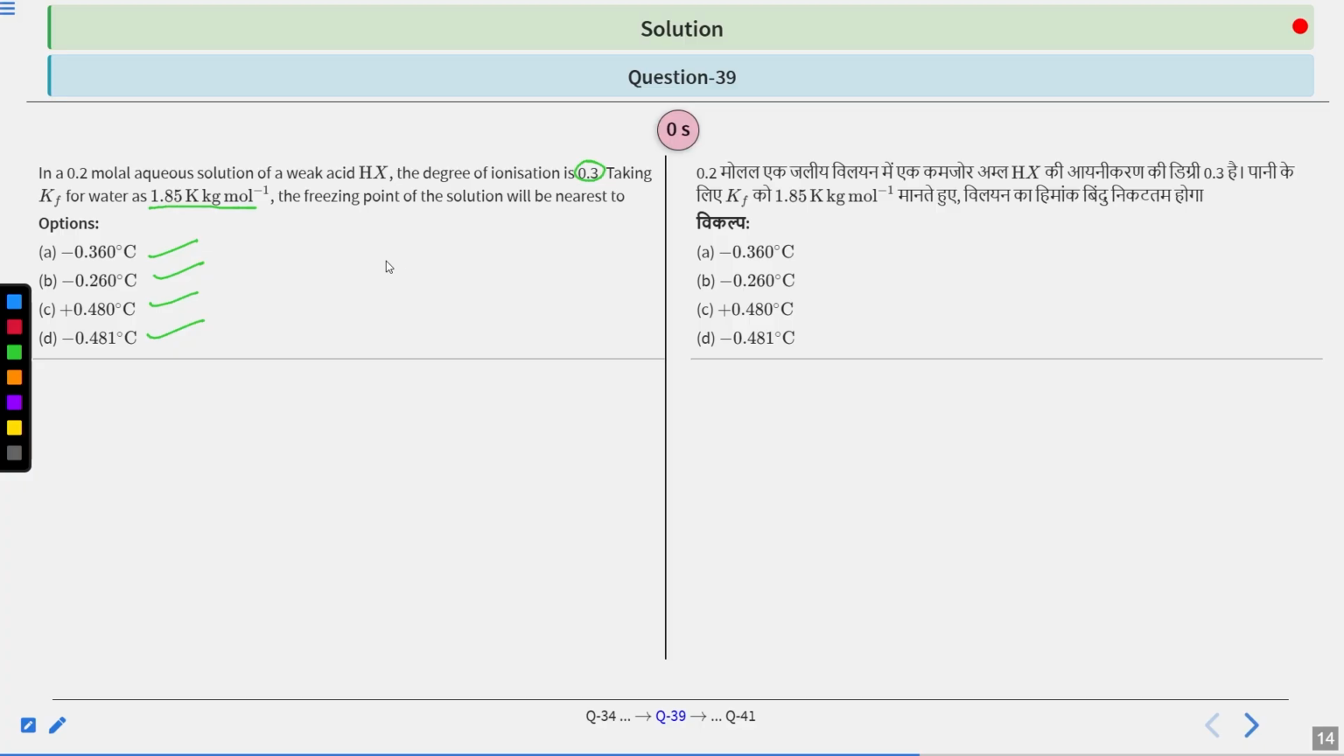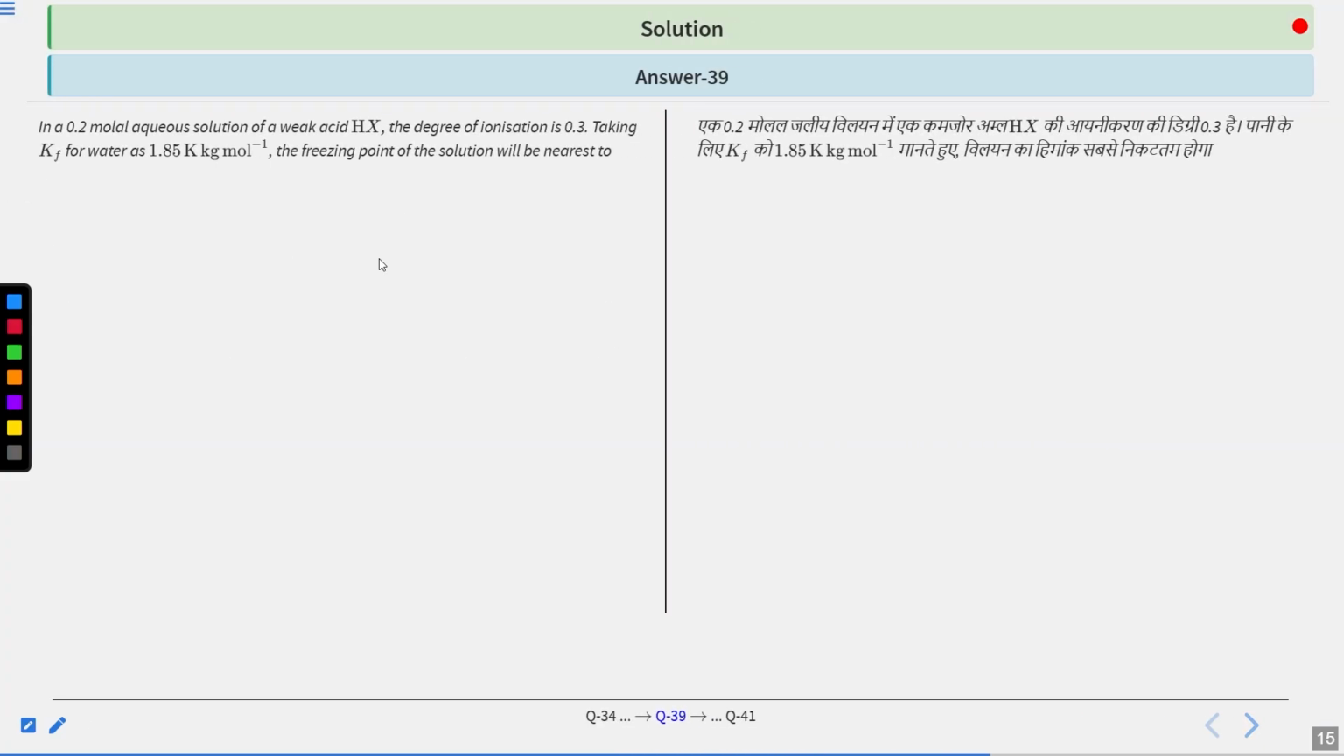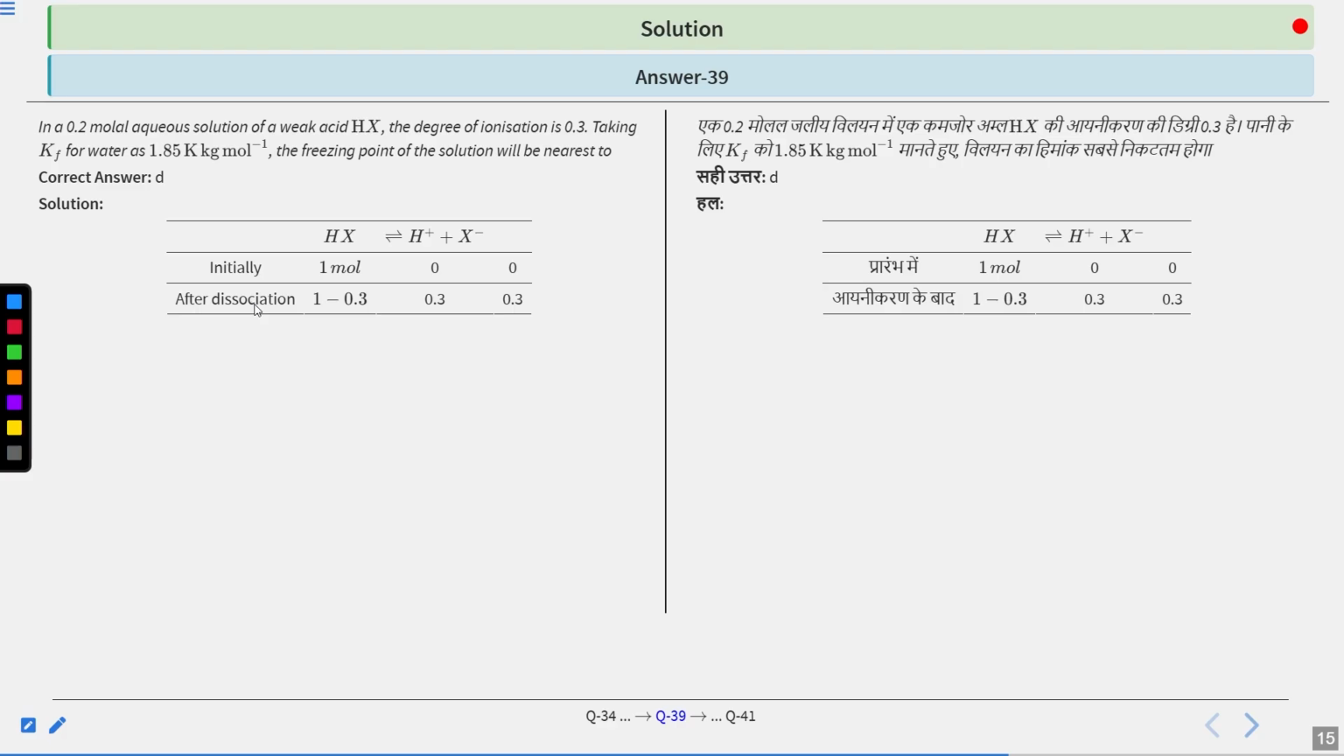Your time is up. Let us see how we can solve it. For those who have solved it, the correct answer is D. Initially HX breaks into H plus and X minus. We have initially one mole only, and since the degree of ionization is 0.3, we have 1 minus 0.3, and 0.3 of H plus will be formed, and 0.3 of X minus will be formed. So the total number of moles will be the addition of all three. So i will be 1.3 by 1, that is 1.3. It is simply the total number of particles.